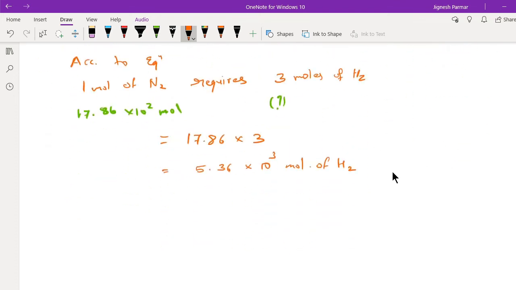But we have, then this is a very crucial stage, guys.